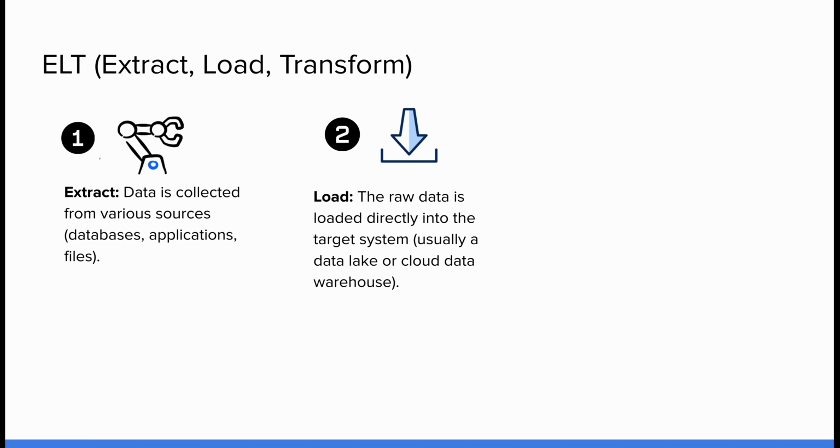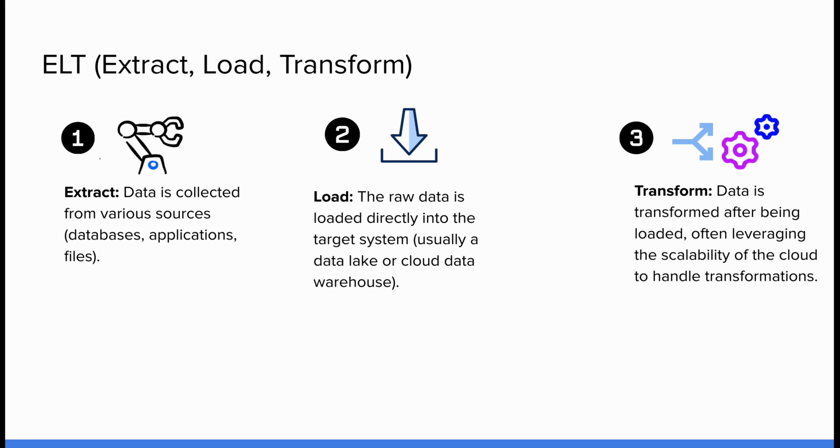Load is the second step. Unlike ETL, in ELT we load the raw data directly into the target system, typically a data lake or data warehouse. This allows the data to be ingested quickly without waiting for transformations to be applied first. And then we transform the data. So the transformation happens after the data is loaded. And in this step, we often take advantage of the cloud's scalability to perform transformations on demand, which adds flexibility and efficiency. So ELT is a little bit more enabled by cloud.